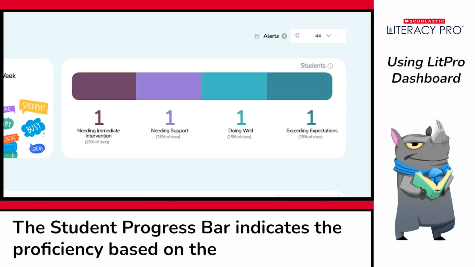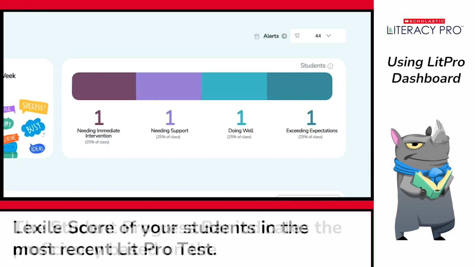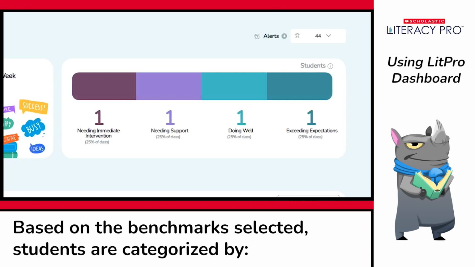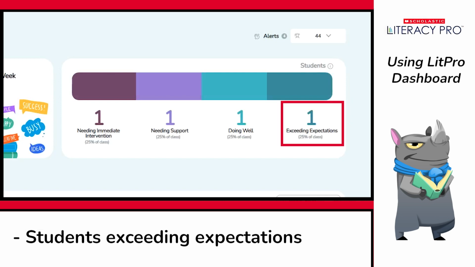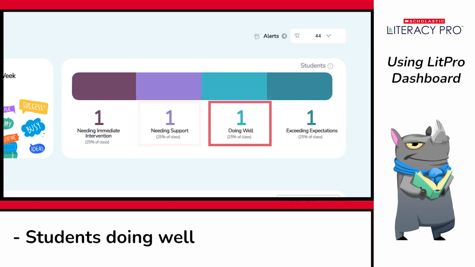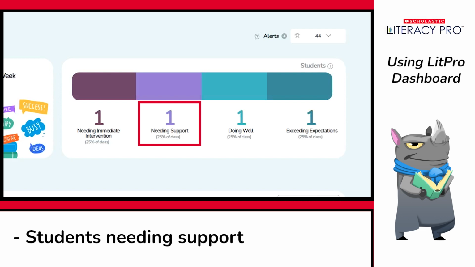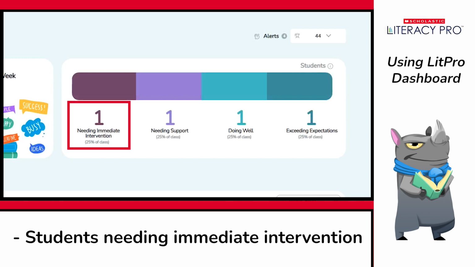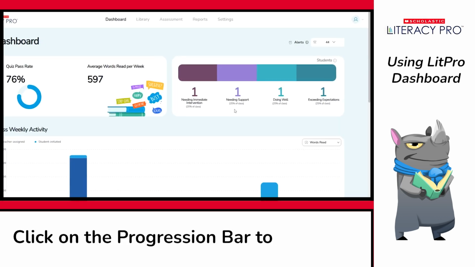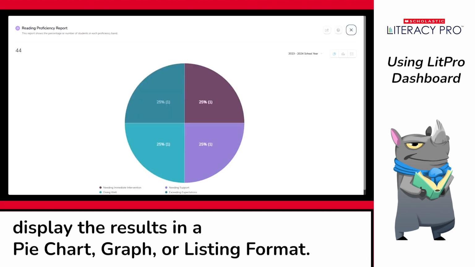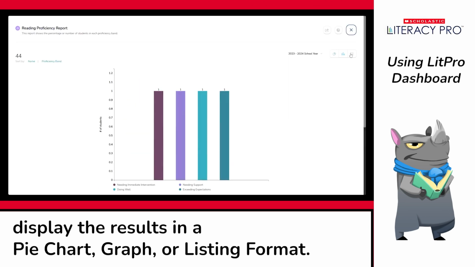The Student Progress Bar indicates the proficiency based on the Lexile score of your students in the most recent Lit Pro test. Based on the benchmarks selected, students are categorized by students exceeding expectations, students doing well, students needing support, students needing immediate intervention.